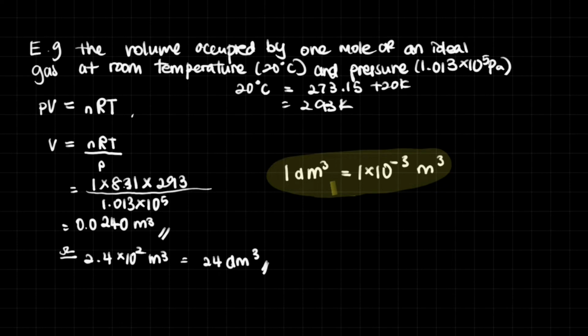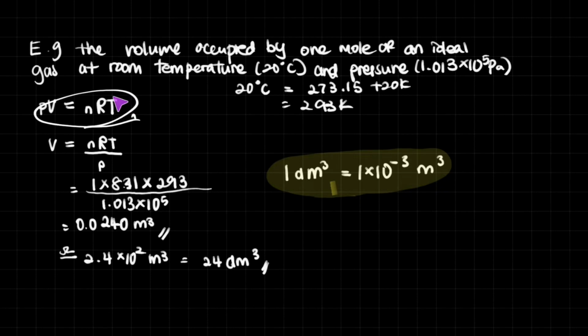We're going to solve an example question. For example, the volume occupied by 1 mole of an ideal gas at room temperature, which is 20 degrees Celsius, and pressure, and this is the pressure at sea level, which is also 100 kPa. You can round it up to that. So what we start out by doing is we state the ideal gas equation, PV equals nRT. And then we're trying to find the volume.